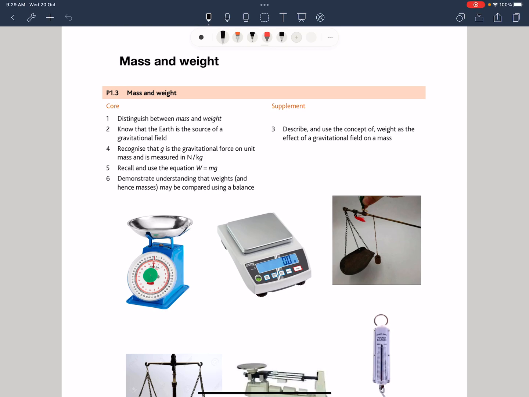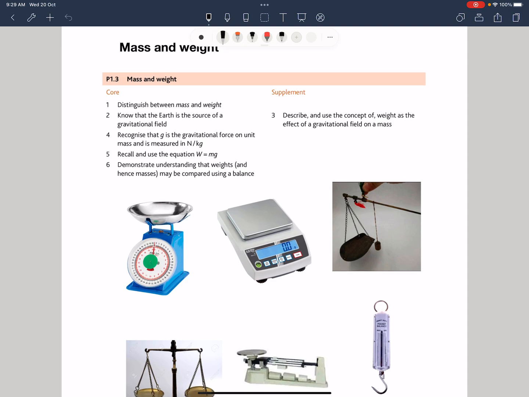Hi, today we are going to discuss mass and weight. Okay, so I'm going to go through some of these contents a bit fast. Okay, so let's start.